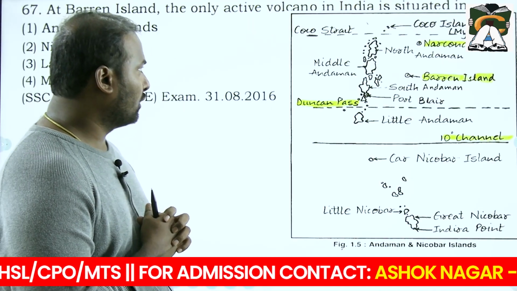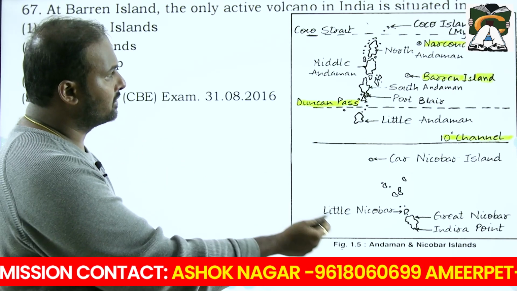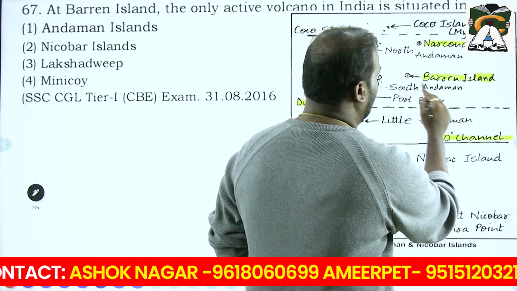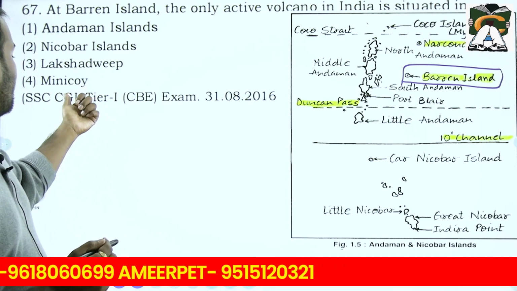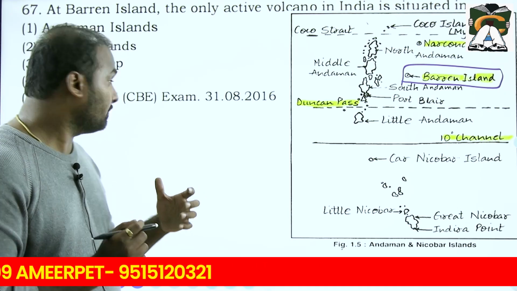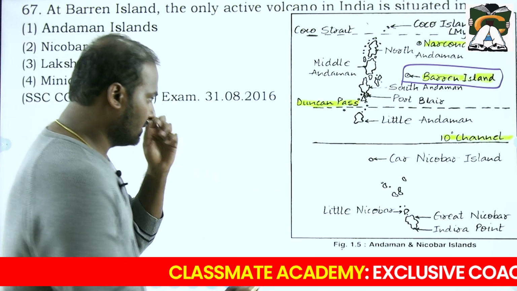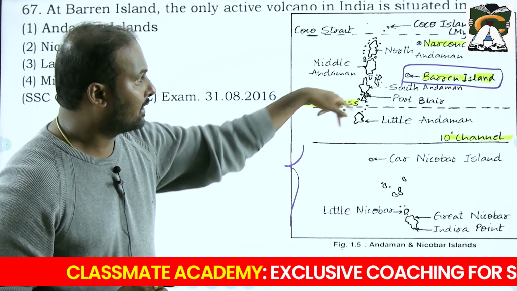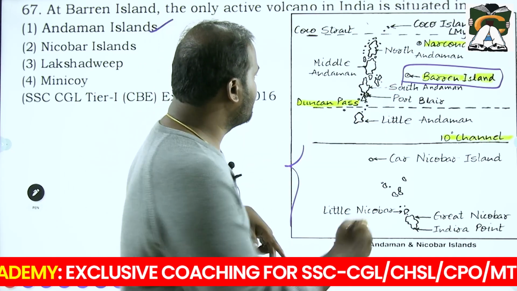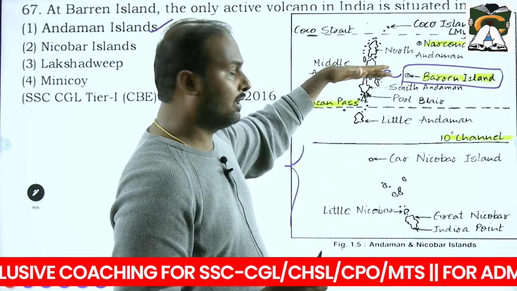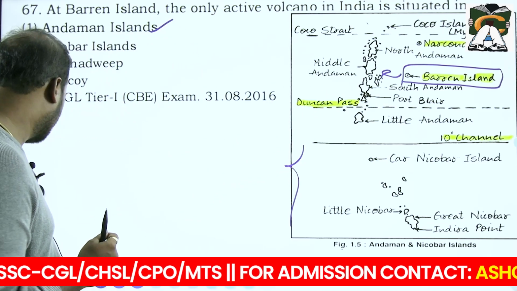At which place is Barren Island, the only active volcano in India, situated? This is very, very important. Obviously, you know, Barren Island is present here in the Middle Andaman part. But the question options are Andaman, Nicobar, Lakshadweep, Minicoy. See, Minicoy is the largest island of Lakshadweep. Lakshadweep itself is an archipelago, that is a group of islands. Then these are the Nicobar Islands. Then your answer is Andaman Islands. Your answer is option 1. Not only that, you should remember whether it is near North Andaman, Middle Andaman, South Andaman or Little Andaman, that is also very important for the exam. Focus on that area also.